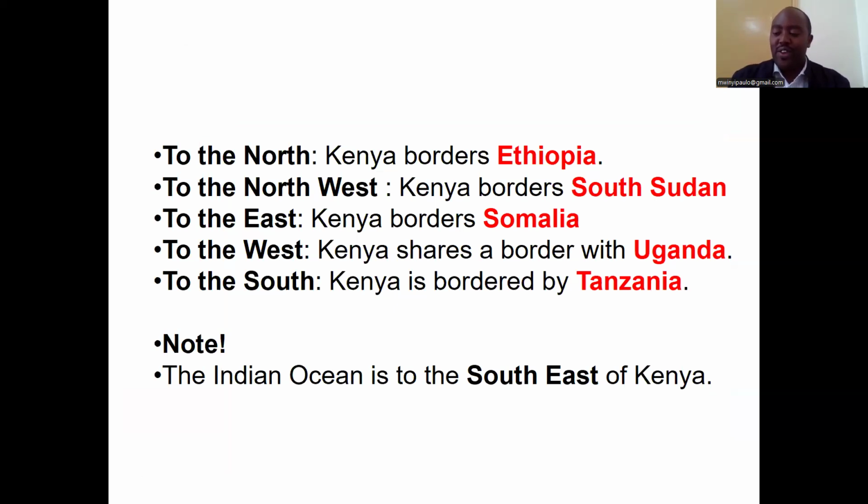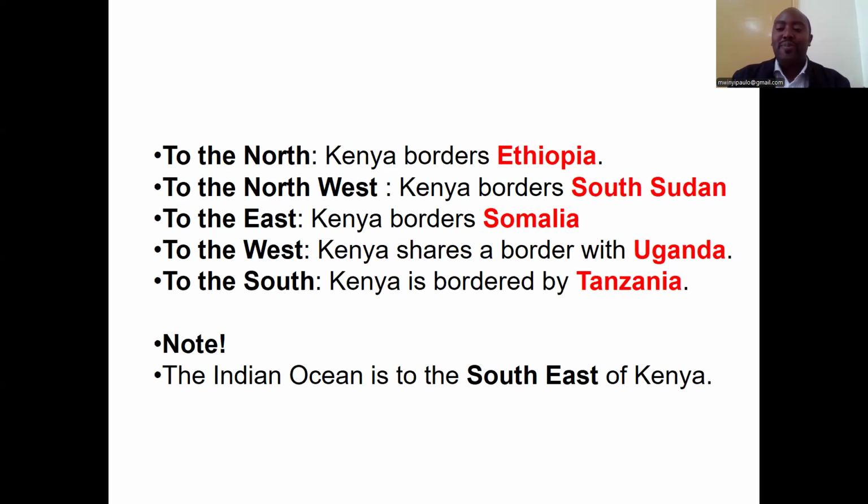To the north is Ethiopia. To the northwest is South Sudan. To the east is Somalia. To the west, Kenya shares a border with Uganda. To the south, Kenya is bordered by Tanzania. Have you compared with what you had written?